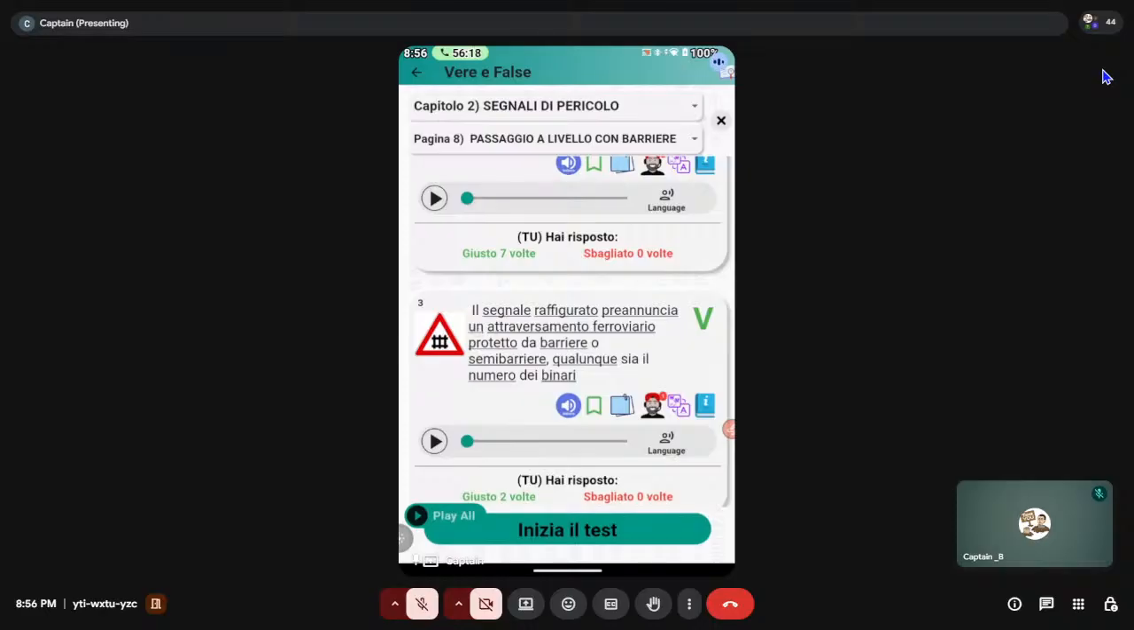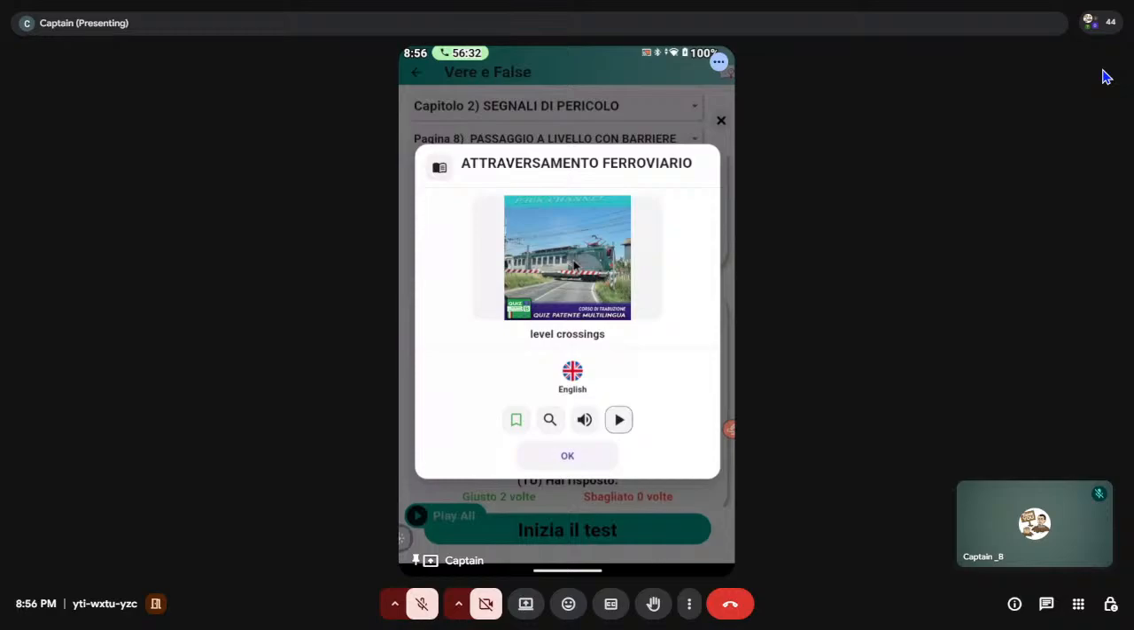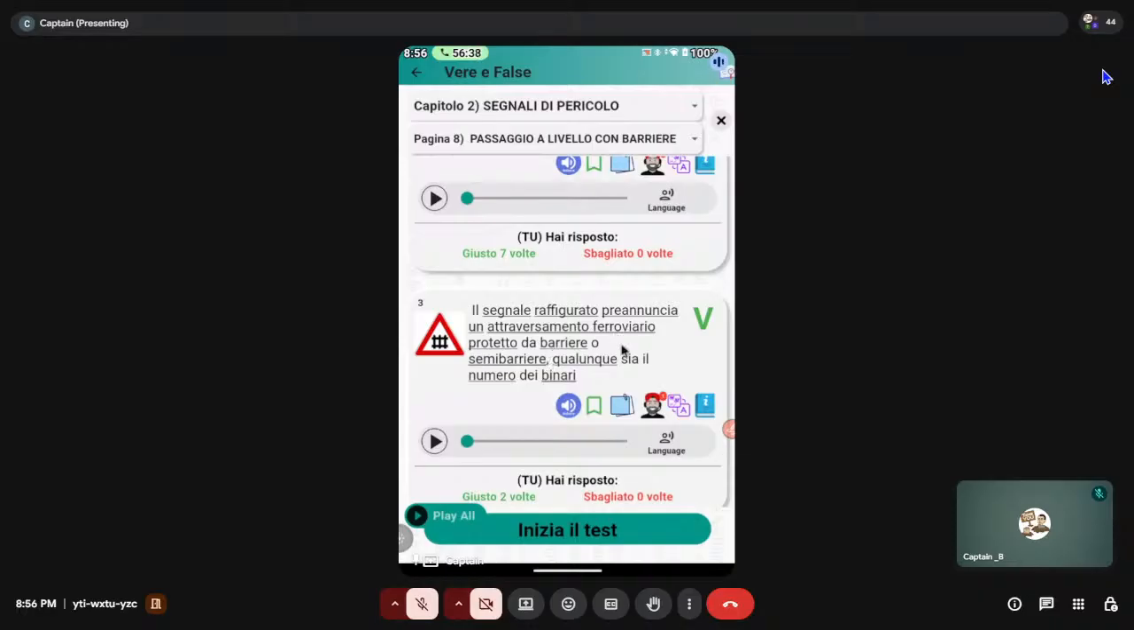Il segnale raffigurato preannuncia. This sign is announcing un attraversamento, meaning crossing, ferroviario, protetto. Ferroviario meaning train track like this. Look at it here. Level crossing. This is the barrier, the complete one. Ferroviario protetto, this train track protection.